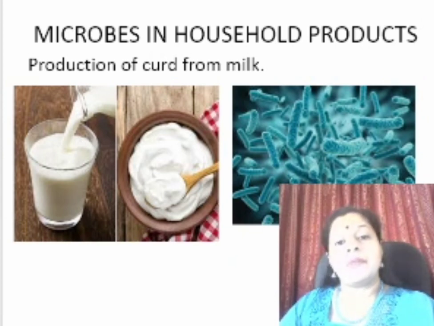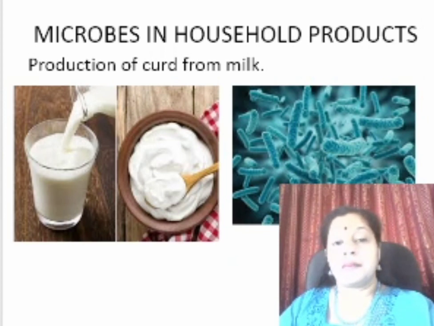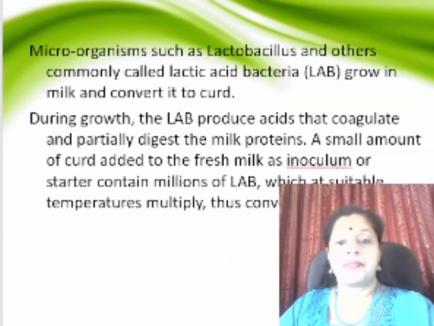So we know how to make curd at home. We boil the milk, bring it to room temperature or lukewarm condition. To that we add a spoon of already prepared curd. That is acting as a starter or inoculum which has millions of bacteria in it, so that the process becomes faster. The process of formation of curd takes several hours. Usually we keep it overnight. The next morning the curd will be ready.